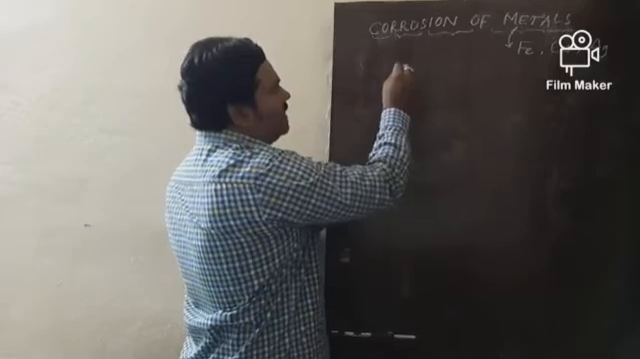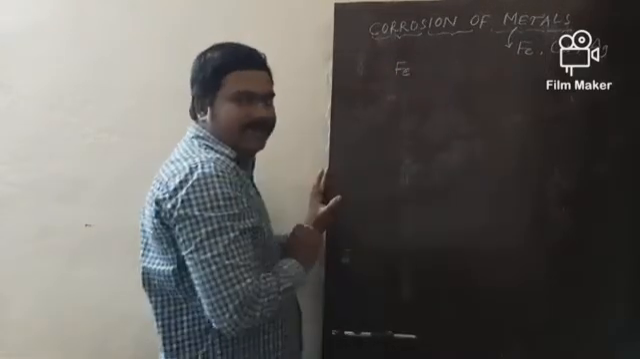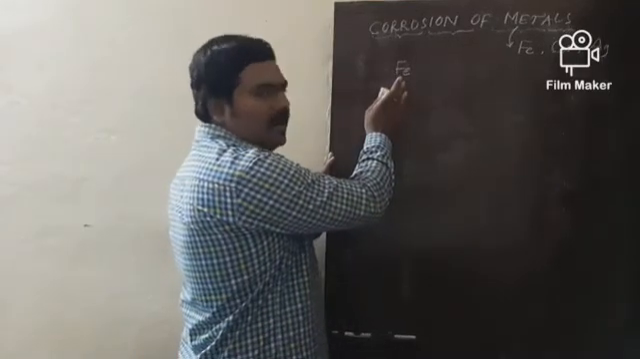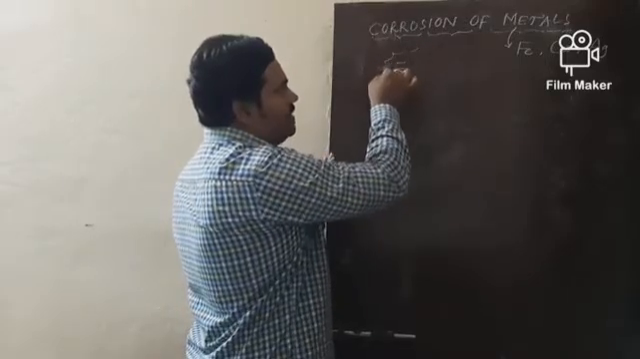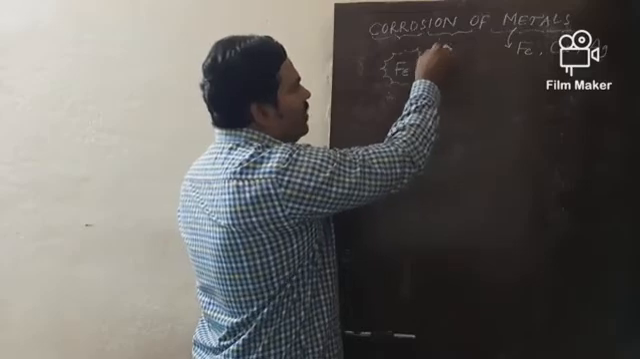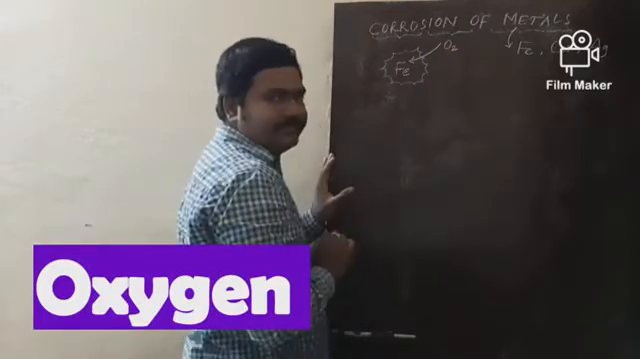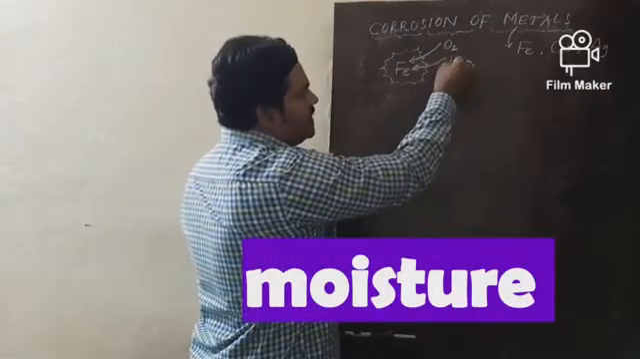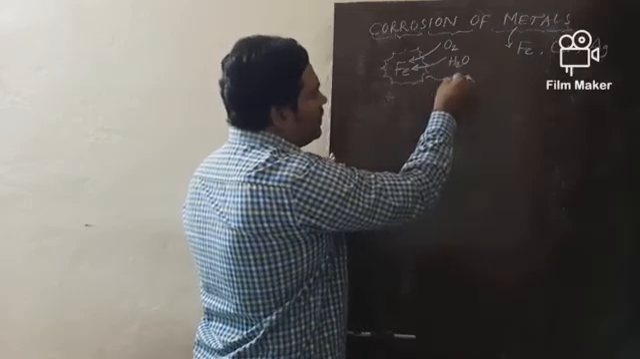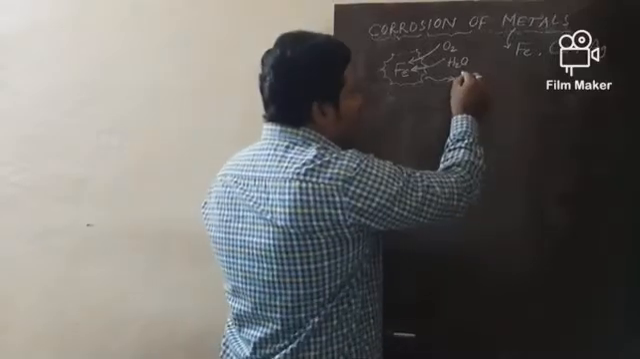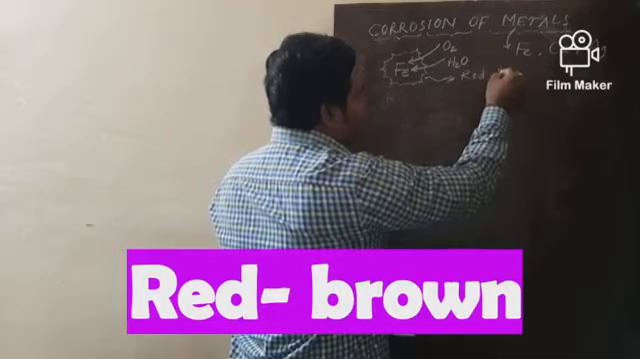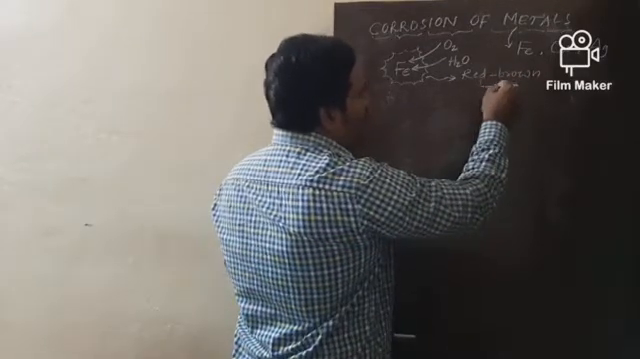Now, let me take iron. What is the symbol? Fe. When you keep an iron metal or iron article in the open atmosphere for considerable time, what will happen? What is your observation? Now let me teach. This iron nail or article, kept exposed to the open atmosphere, slowly picks up oxygen from the atmosphere and moisture, H2O, and develops one type of unwanted coating. What is the color of this coating? Reddish brown, and it is called rust.